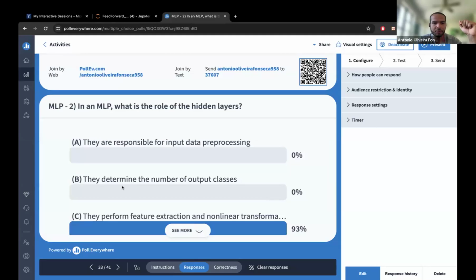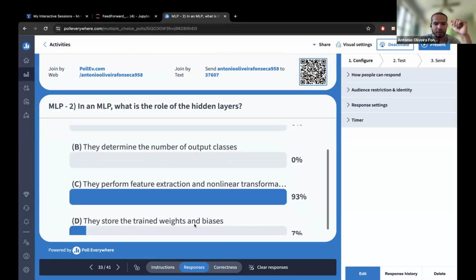B, they determine the number of output classes. Absolutely not, right? By now we know that it's the output layer. So that's not conditioning output classes. They are responsible for input data processing. No, right? Hidden layers have nothing to do with the input. It's truly hidden, right? So the correct answer should be C.